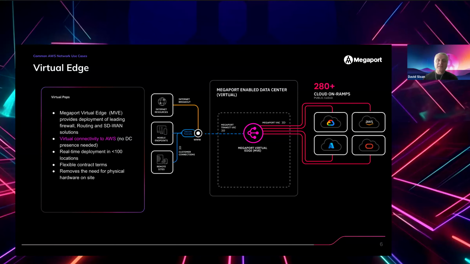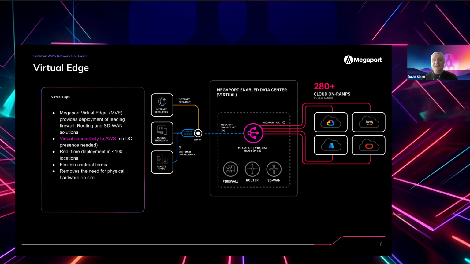The MVE is available in around about 80 locations globally, with generally multiple nodes in countries to increase bandwidth, availability, and resilience. The MVE can be an extension to your firewall estate, your routing estate, and/or an SD-WAN element.